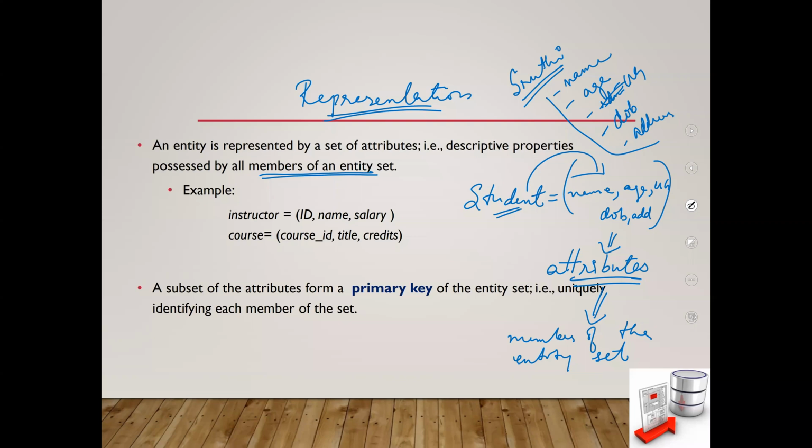Now look here, I've given a few examples. I have something called instructor. Instructor is an entity set. These are the members of the entity set. Instructor can be described by giving an ID, a name, and a salary. It's even called attributes. The same way, I have a course ID, title, credits. All these are called members or the attributes. Now, we do have something called primary key, which we will be learning later.